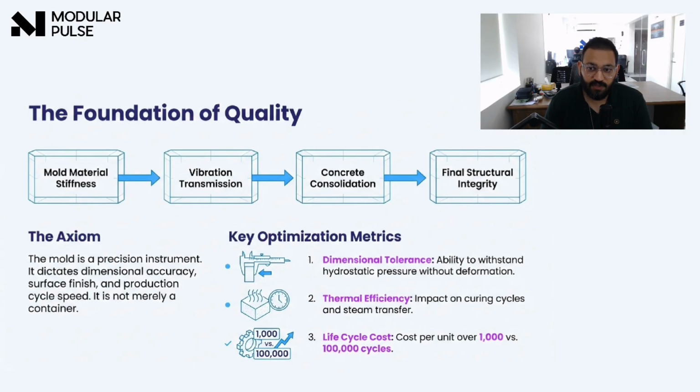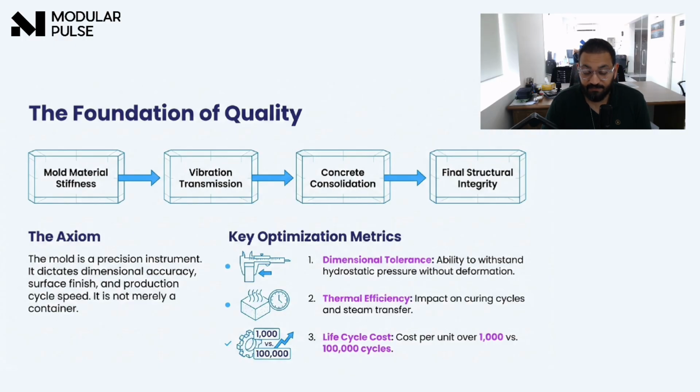First, we have to change how we define a mold. It is not just a bucket that holds wet mud or concrete. It is a precision instrument that has to manage three specific forces: hydrostatic pressure, thermal energy, and vibration. Look at the diagram. Vibration transmission is the silent killer for quality. If your mold material is too soft or damp, it absorbs the energy from your vibrators. That energy should be going into the concrete to remove air pockets. If the mold steals that energy, you get honeycombing.